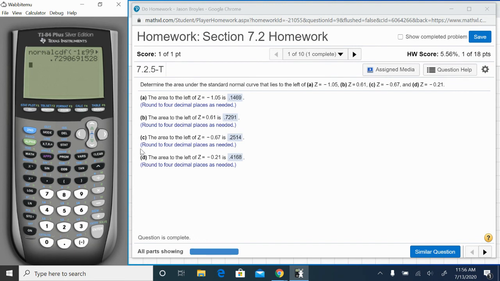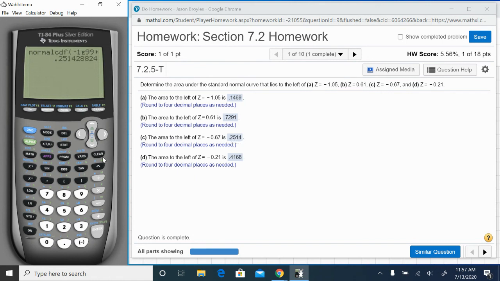This one here, -0.67, same thing. Let me clear this out. Go second, VARS, down to normal CDF. Left bound is still -1 e 99. Upper is now -0.67. Mean is 0, standard deviation is 1. Hit paste, and we get 0.2514.